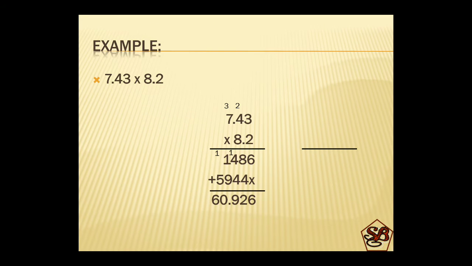Let's make all these steps or rules more clear with the help of an example. Now here we have a number 7.43 multiplied by 8.2. Now this number has 3 digits in it and this number has 2 digits in it. So we will write this number on the top and this number at the bottom.